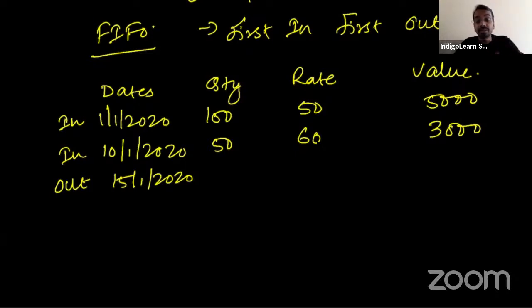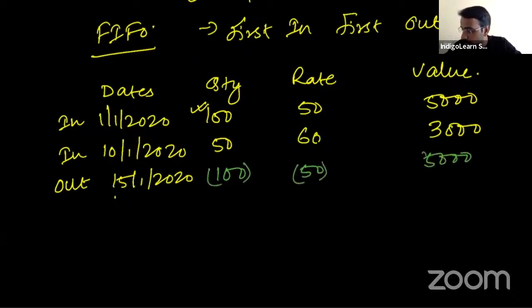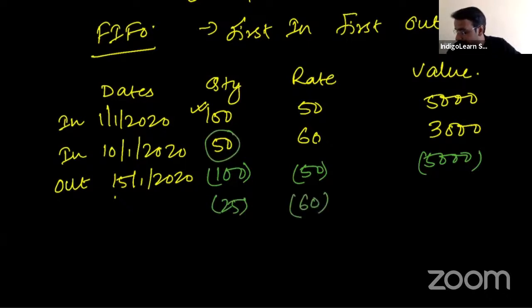Now, how do we get this, or what is the quantity to be allocated? For 125 units, first you will use this 100 units. So first issue will be 100 units at 50. So first issue will be the entire lot of first purchase, and the balance 25 will come from this part. So 25 multiplied by 60, this will be 1500.